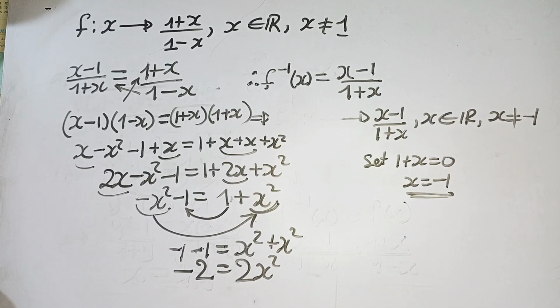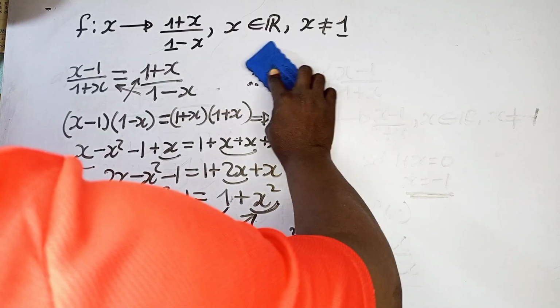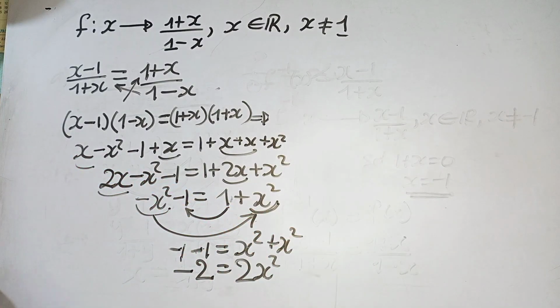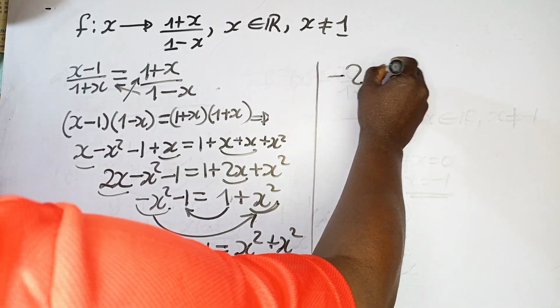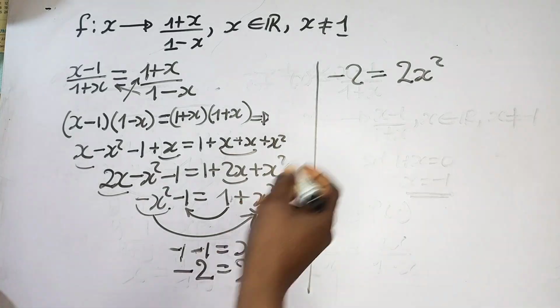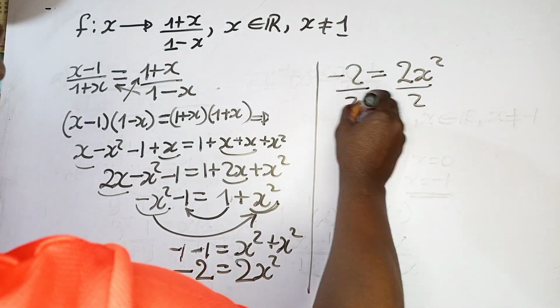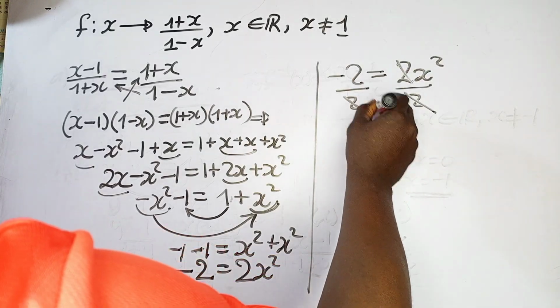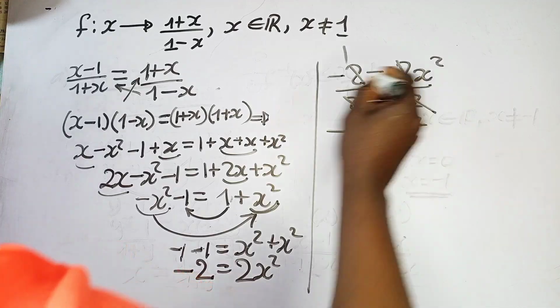Remember, we want to solve for x. Is it possible to have a value of x that will render this equation valid? Is there any value for x? Let's check and see. We have negative 2 equals 2x squared. Now, if we divide both sides by 2, remember I want to look for x. If we divide here by 2, we also divide here by 2. That 2 cancels off. So we have negative 1. Negative 1 equals x squared.